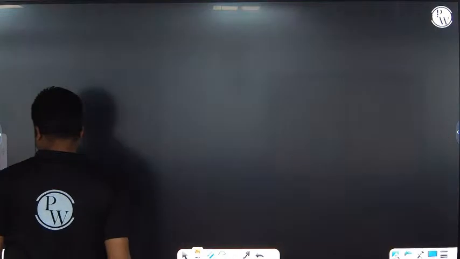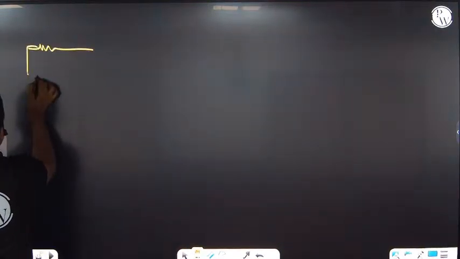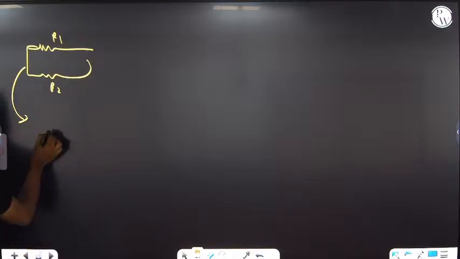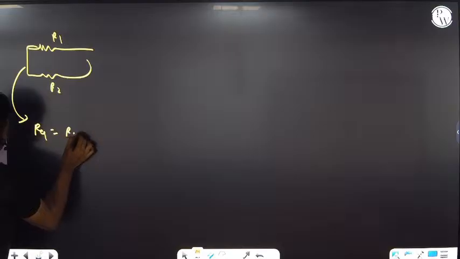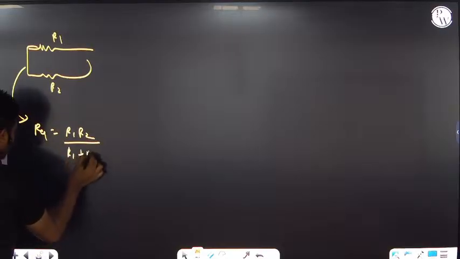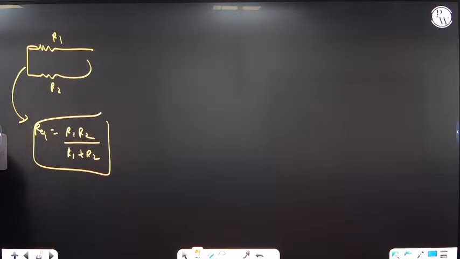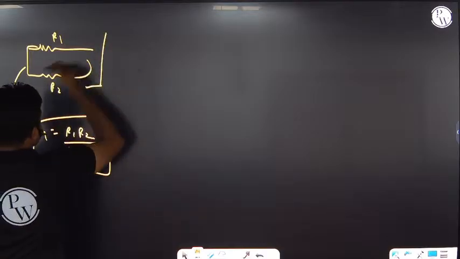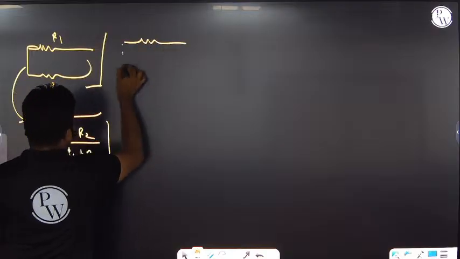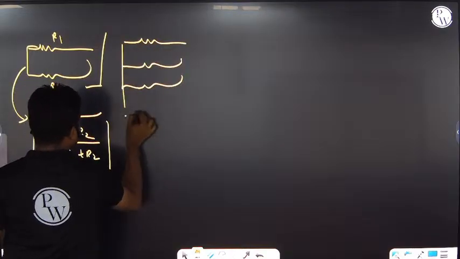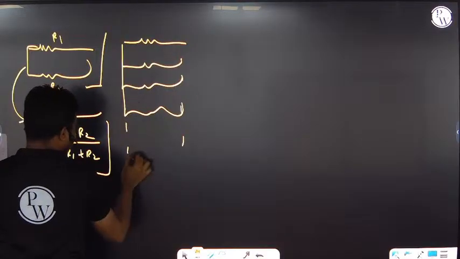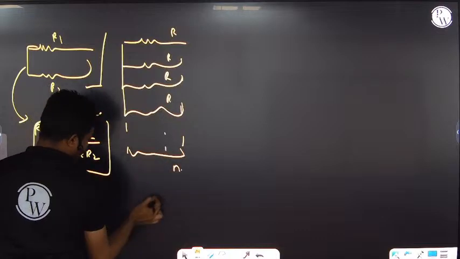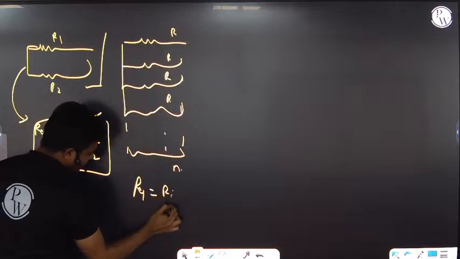The two resistors are connected in parallel. This one is R1 and this one is R2. If both are connected in parallel, what is R equivalent? R1 R2 divided by R1 plus R2, right? And if resistances are connected in parallel combination like this, R, R, R, R, N times, then what is R equivalent? This will be R divided by N.